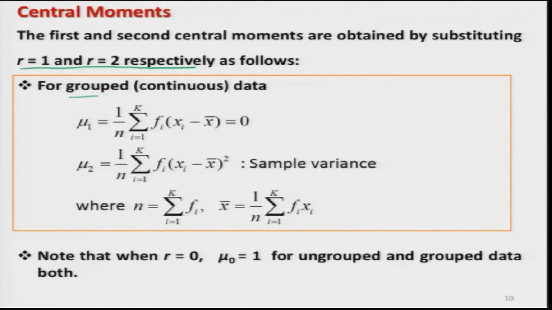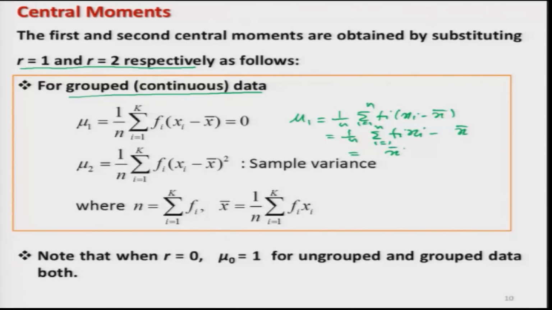Now, if I take r equal to 1 and r equal to 2 in the case of continuous, grouped data, then we have similar interpretations. In the case of the first central moment, this is going to be 1 upon n summation i goes from 1 to n fi (xi minus x bar). So, you can see here this is nothing but x bar minus x bar, which is equal to 0. Once again I have shown you that the first central moment in the case of continuous data is always 0.